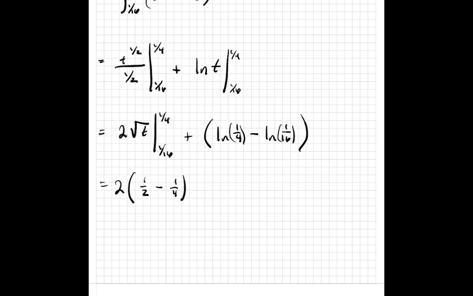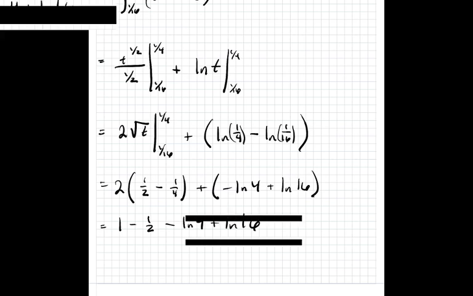The natural log of a quarter is the same as negative natural log of 4. Have to use a calculator there. And then it becomes plus the natural log of 16. Those are log properties. If we distribute, that's 1 minus 1/2 minus the natural log of 4 plus the natural log of 16. And then we can crunch that number.